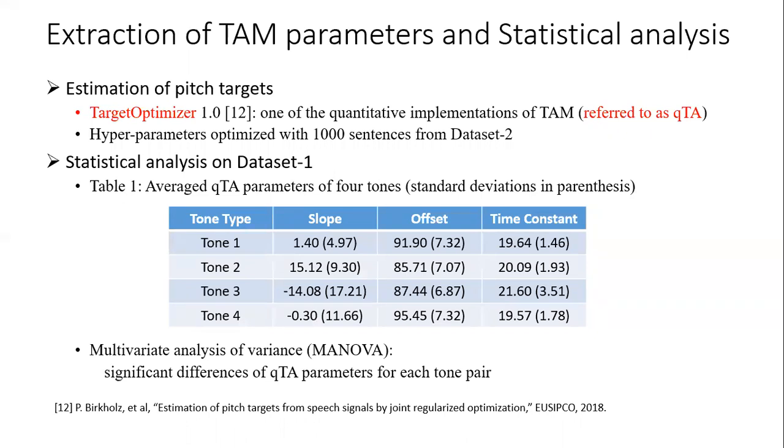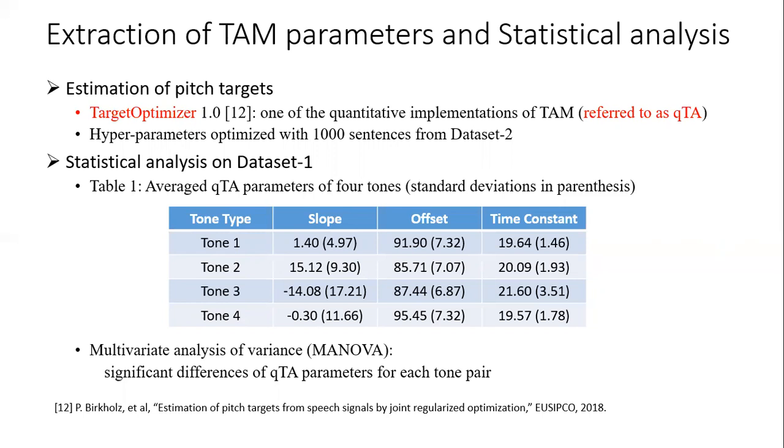To extract QTA parameters, we use the Target Optimizer, which is one of the quantitative implementations of the tone model. After optimizing hyperparameters, we use it to extract QTA parameters. As listed in Table 1, the mean values of QTA parameters of lexical tones conformed to phonological definitions. For example, the slope characterized the asymptotic direction of pitch contour for each tone.